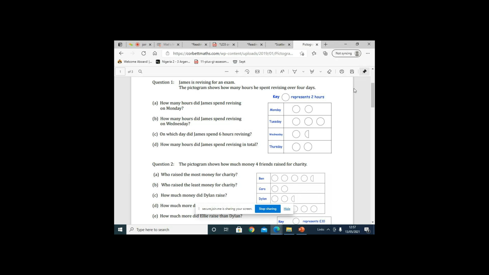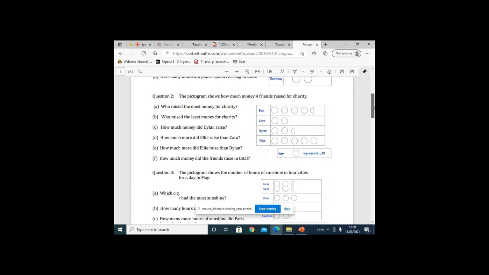How many hours did James spend revising on Wednesday? 6 hours. On Wednesday? You are on Tuesday. Yes, 3 hours. So on which day did James spend 6 hours revising? That will be Tuesday. How many hours did James spend revising in total? Okay, so we have to add 4, 6, that is 10, 11, 12, 13, 14, 15, 16, 17 hours.